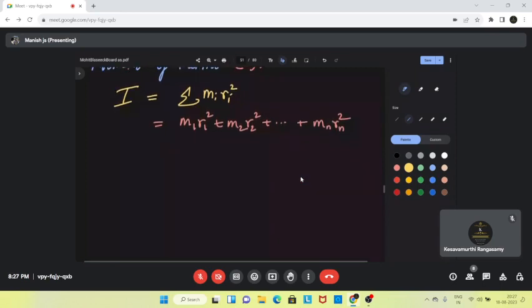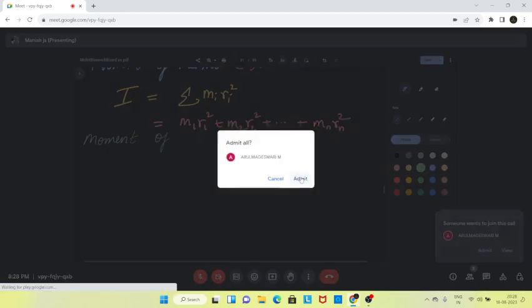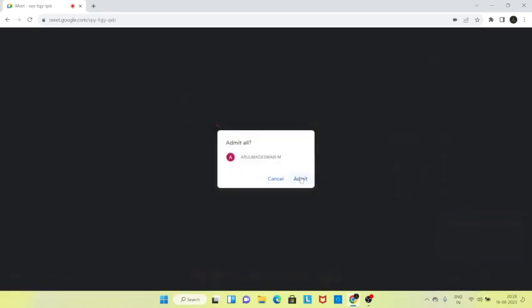First we will look at a thin rod. Let me just give a suitable heading for this: moment of inertia for various objects. Let me just put it. Then I'll give you. I've taken a thick pen. So we will see moment of inertia for various objects.